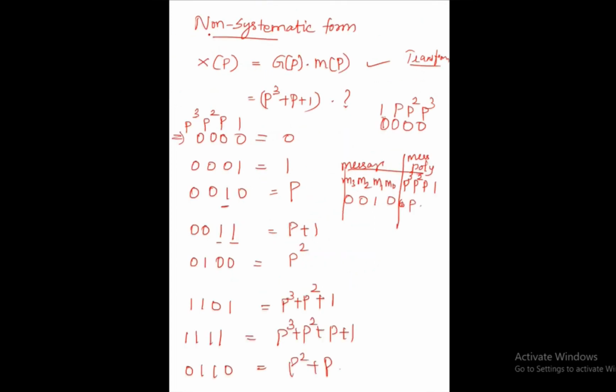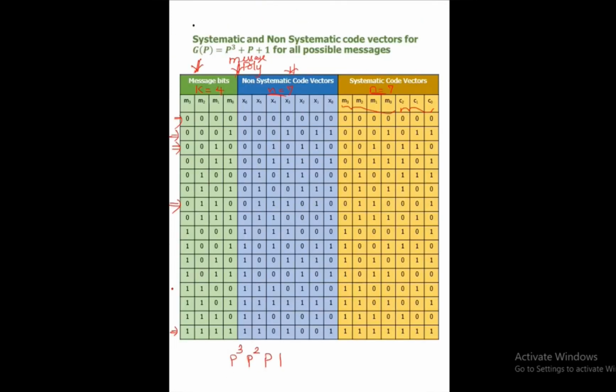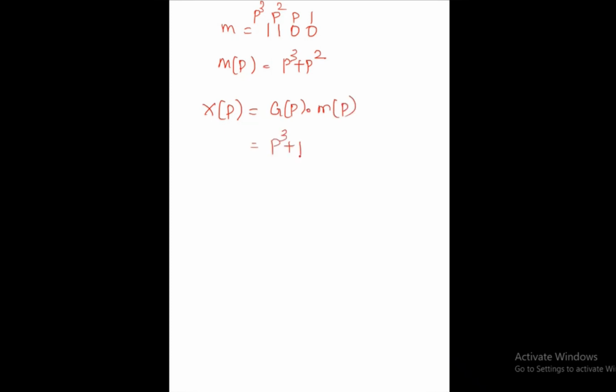Shall I solve one more message sequence? I hope you can try it. It is very easy, right? So please try this: 1100. Immediately write your polynomial in P square, P and 1. The polynomial here is P cube plus P square. Will you please find what is your X of P? I will write the formula, then you can proceed. Will you please proceed and say the answer? If you have doubt, I will repeat the same sequence again.